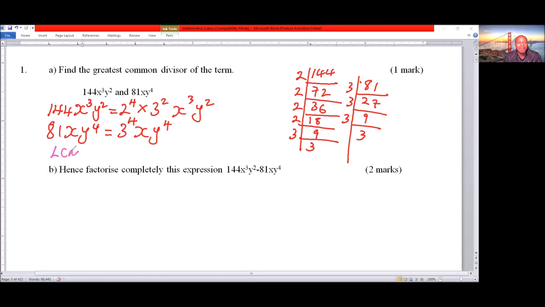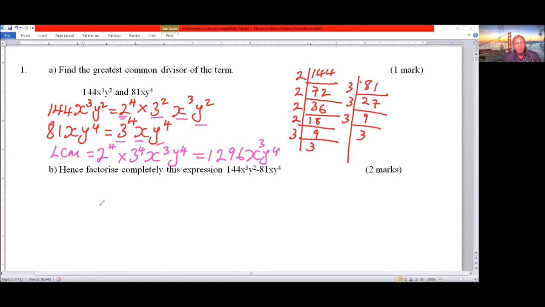So we say LCM is equal to, we take 2 to power 4 because it is the only 2 that has the highest power. You multiply. Here we have 3 squared and here we have 3 to power 4, so we take 3 to power 4. Here we have x cubed and here we have x, so we take x cubed. Here we have y squared and here we have y to power 4, so this is y to power 4. 2 to power 4 multiplied by 3 to power 4, using your calculator, you should get 1296. Then we have x cubed y to power 4. So that is how we find the LCM.